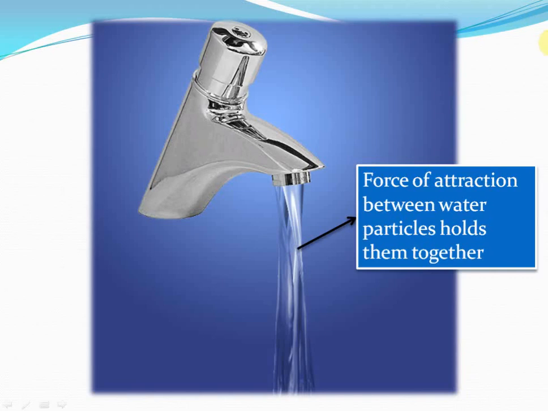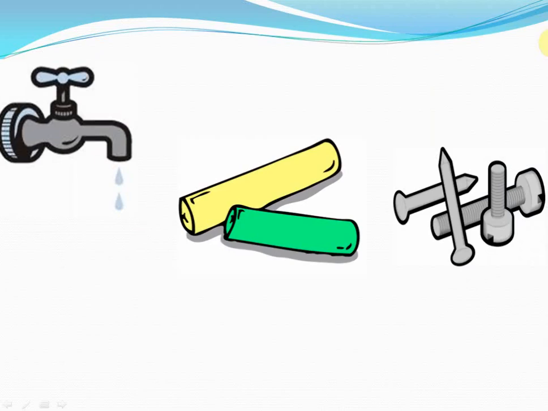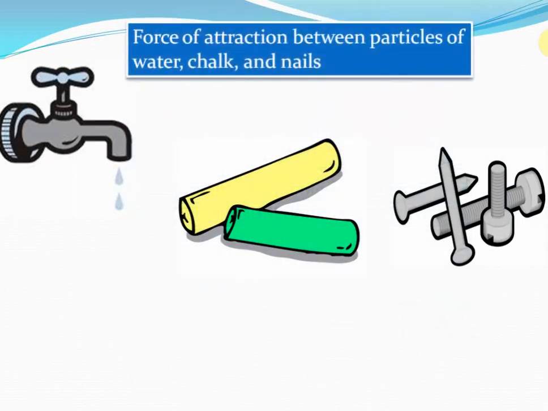If the water particles did not attract each other, in that case, water particles would simply come out of the tap and move wherever they wanted to move, isn't it? They wouldn't stick to each other as they were flowing down from the tap. They are sticking to each other only because there is force of attraction between the water particles. So here we go. Water particles attract each other, chalk particles attract each other, and nail or iron particles also attract each other. However, you must notice one thing here.